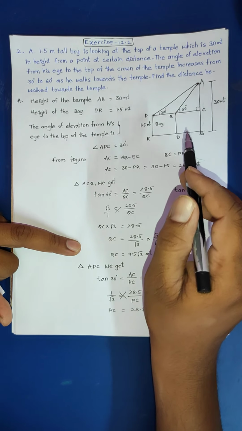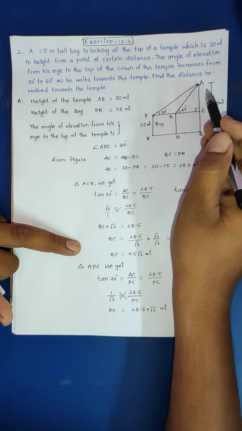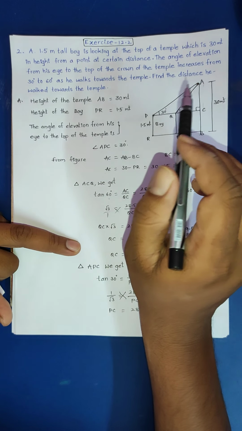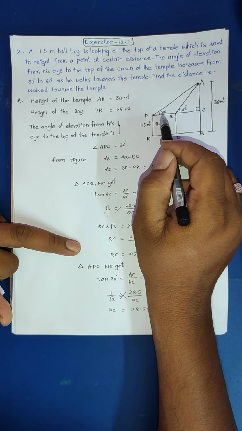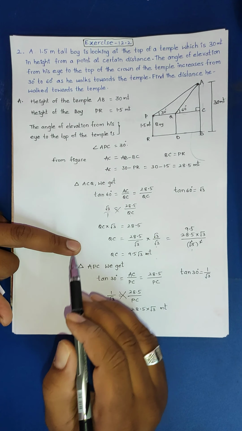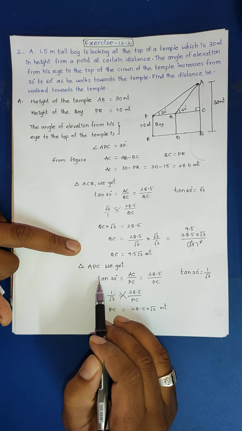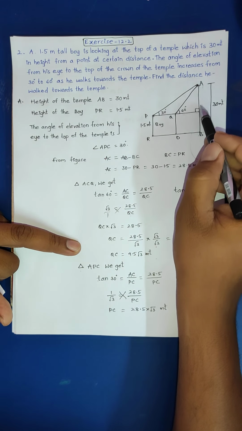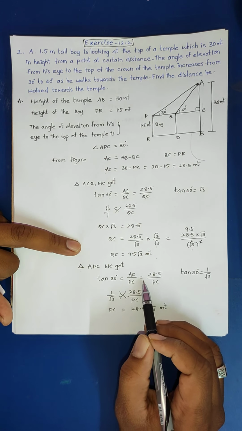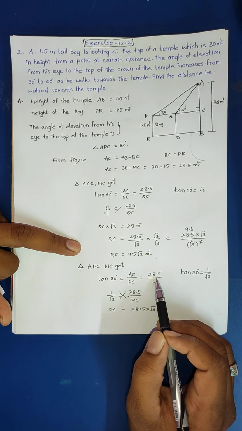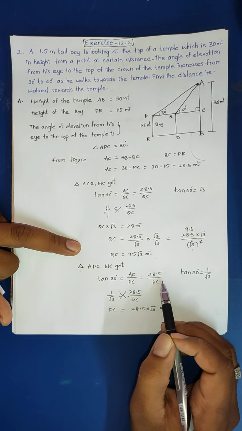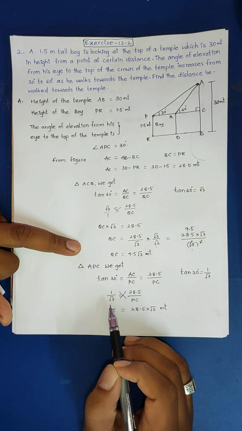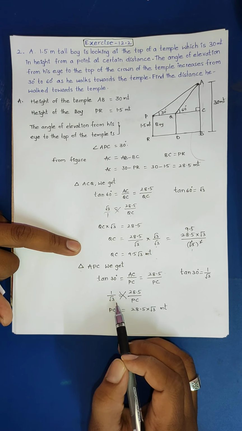In the same way, now we are going to take this big triangle APC. First time he observed the elevation angle of 30 degrees, that angle APC. Tan 30 is equal to opposite side by adjacent side, AC by PC, and the AC value we had is 28.5, so 28.5 by PC. Tan 30 is 1 by root 3.